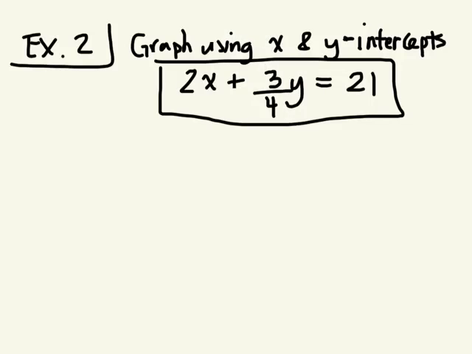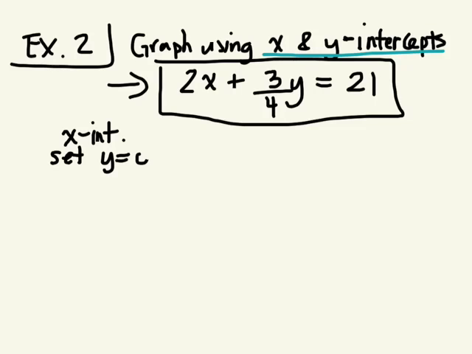Okay, so we're going to be graphing this equation. This is an equation of a line. So when we graph it, it's going to be a straight line using x and y intercepts. So we're going to apply what we learned yesterday. To find the x-intercept, what do we have to do? Someone else? We're going to set y equal to 0. Okay, so we'll do this one first.